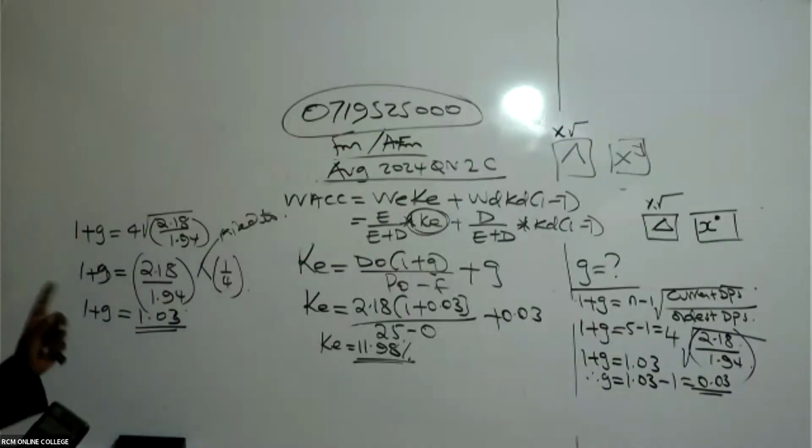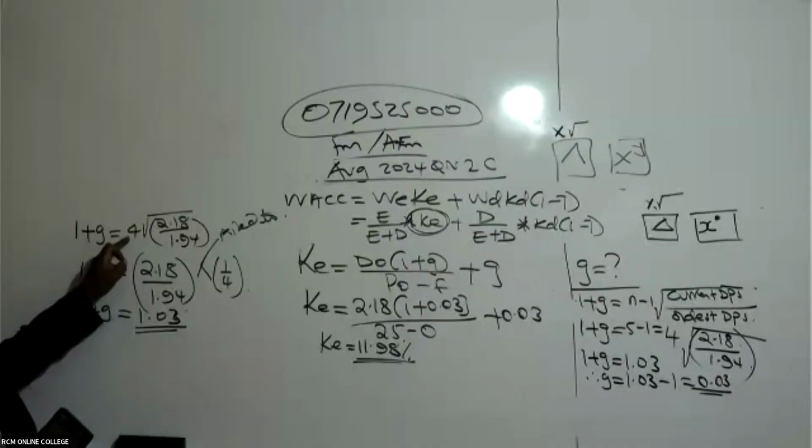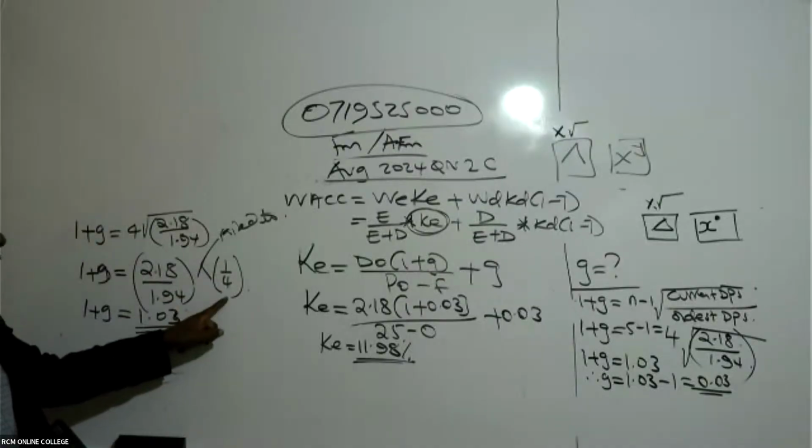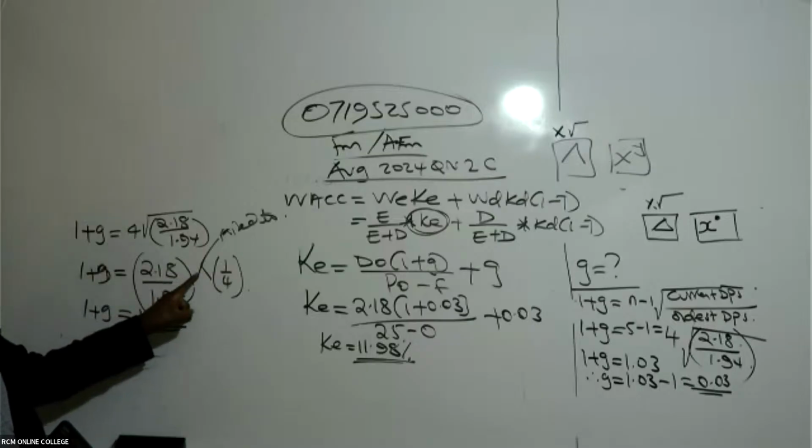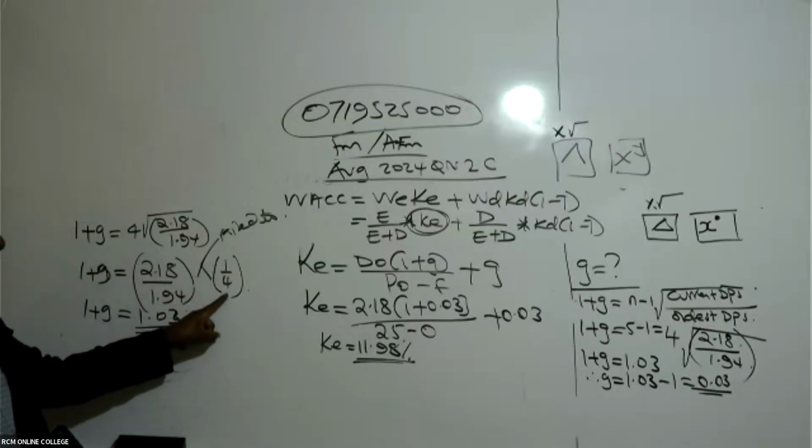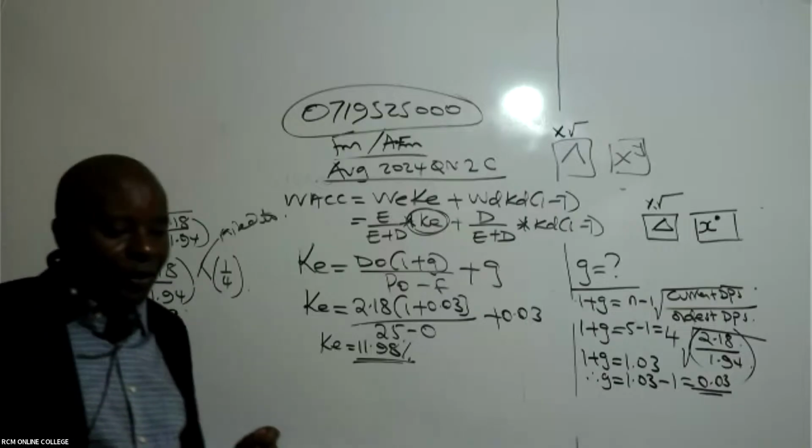So long as I'm able to remember that if, for example, this one here was a fifth root, then this will be the same as raised to 1 over 5. If it is a 10th root, then this will be the same as raised to 1 over 10.